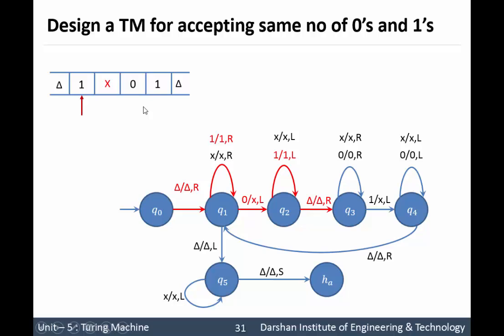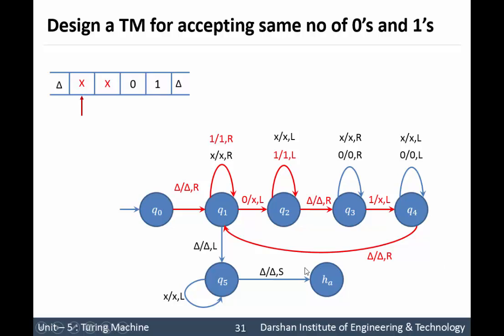So whenever we encounter the delta, scan your string from left to right direction. So in right direction we have 1. So convert this 1 into the x and then move to the left direction. So finally we have successfully converted one pair of 0 and 1 into the x. Now delta will be replaced with delta and move to the right direction.